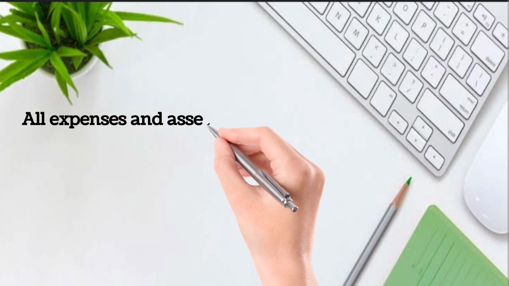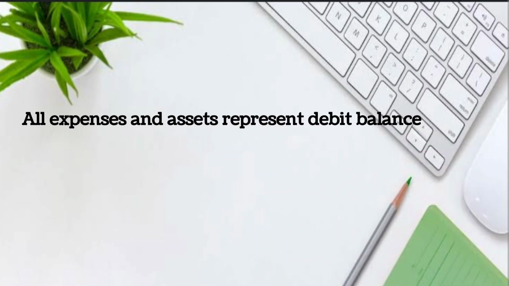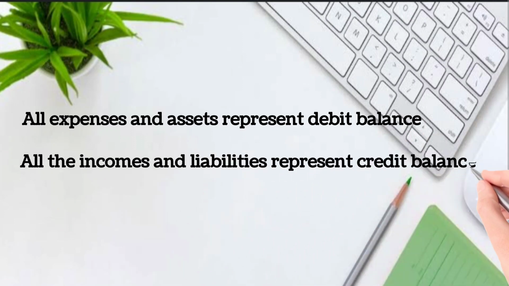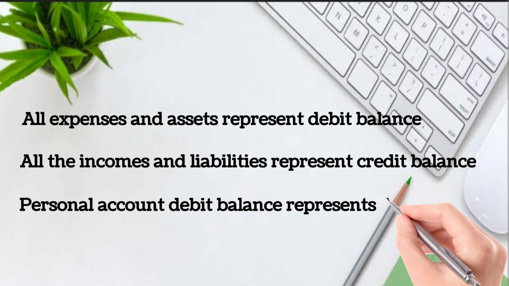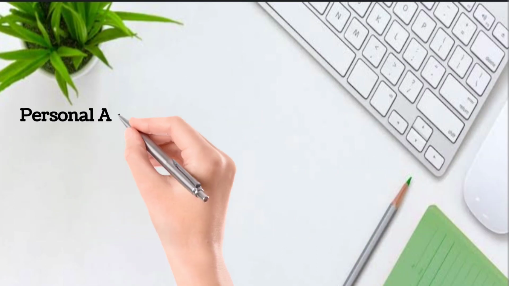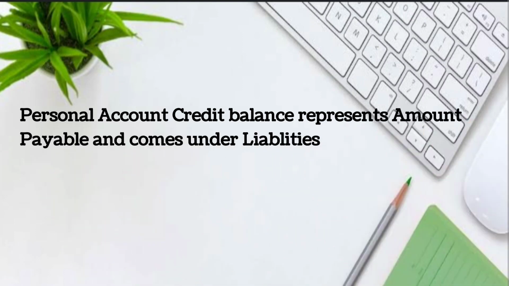Then all expenses and assets will represent a debit balance. Then all the incomes and liabilities represent a credit balance, including the capital account. Understood? Then debit balance of a personal account represents what? It is amount receivable. So this will come under the category of assets. For example, debtors. Credit balance of a personal account signifies amount payable. So that will come under the liability side.